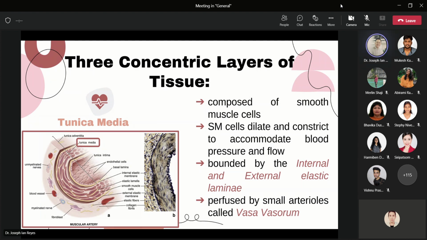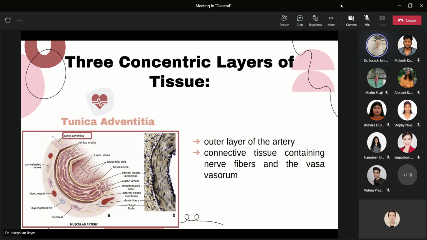Then, after the tunica media, you have your tunica adventitia. It is the outer layer of your artery. It is connective tissue containing nerve fibers and your vasa vasorum. In this area, you have your nerve fibers, your arterioles, and other structures, so that it will be the outer layer.